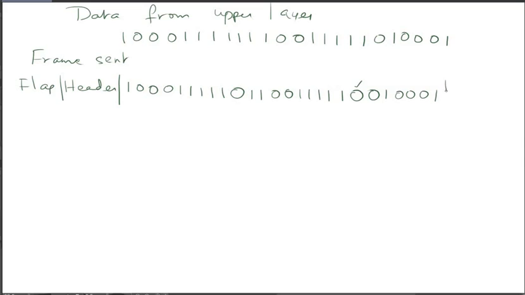So after this there will be the trailer. After the trailer the flag byte is also inserted. So this is the process of bit stuffing. This is the frame sent, and this is the data which is stuffed with the extra bits. Now we'll see what the frame received is.